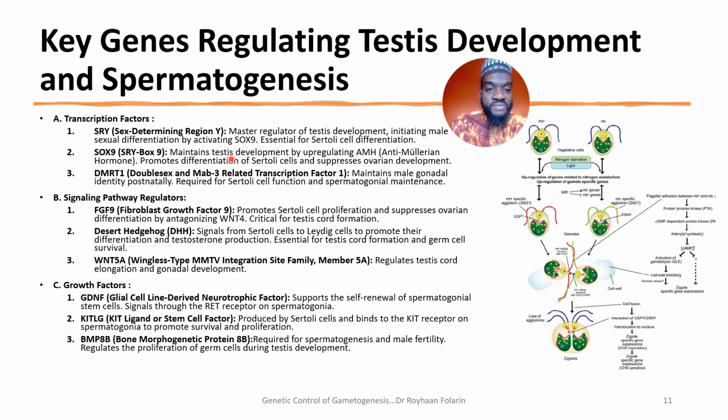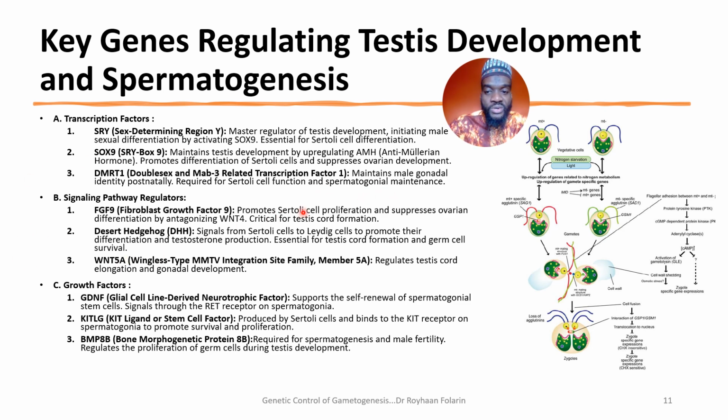We also have, as the third gene amongst these transcription factors, the DMRT1, which means double sex and MAB3 related transcription factor 1, which helps to maintain male gonadal identity after birth, postnatally. And it's much required for the function of the Sertoli cell and for spermatogonial maintenance.